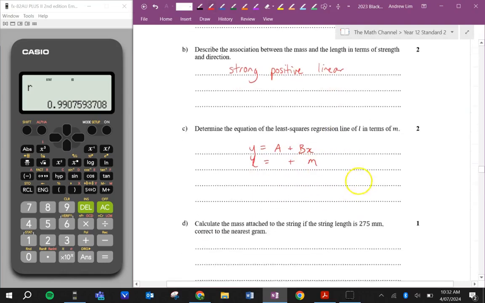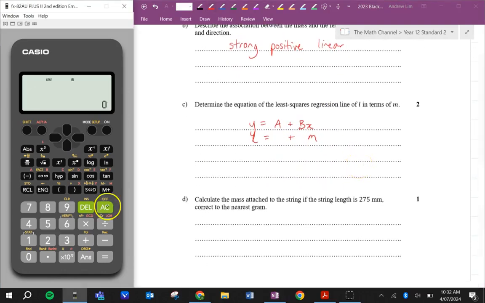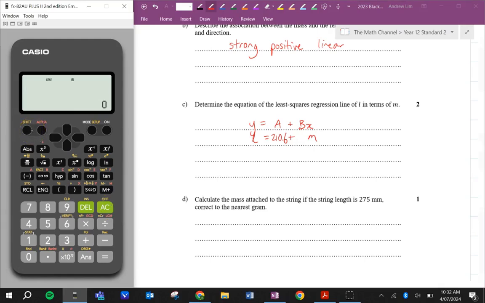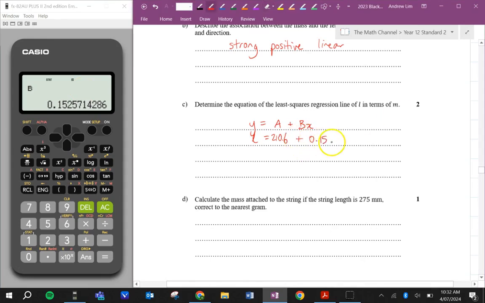Alright, so we want to know what A and B are. So again, I'm going to press Shift 1, Stat Mode, 5. A is number 1, so 1 equals 210.6. And B, Shift 1, 5 for regression, and 2 is B, so 2 equals 0.15. I'll just do it to 2 decimal places. And M.